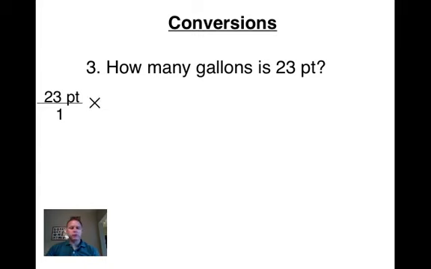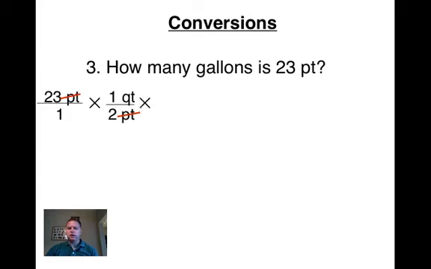All right, so what do we know about pints? Well, we know that for every 1 quart, there's 2 pints. And remember, we're putting the pints on the bottom so that we can cancel out the units. But we're not there yet. We want to get to gallons.